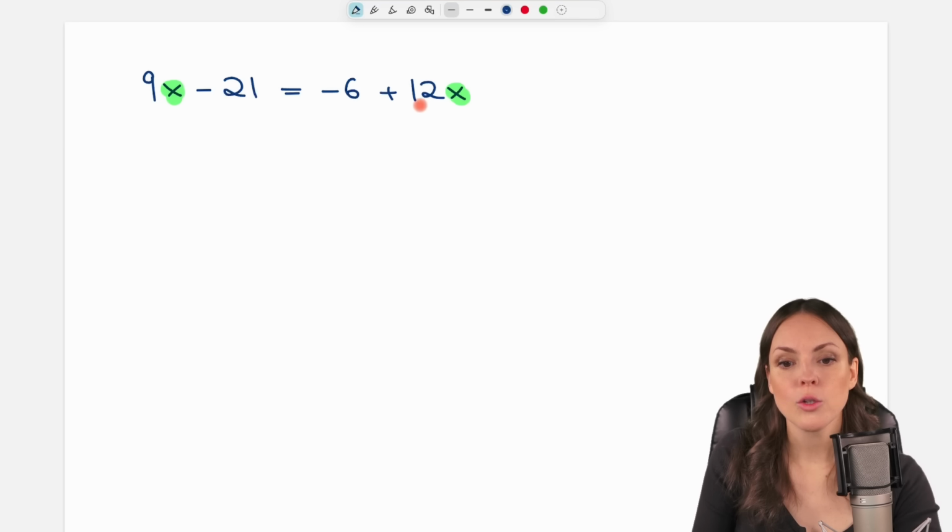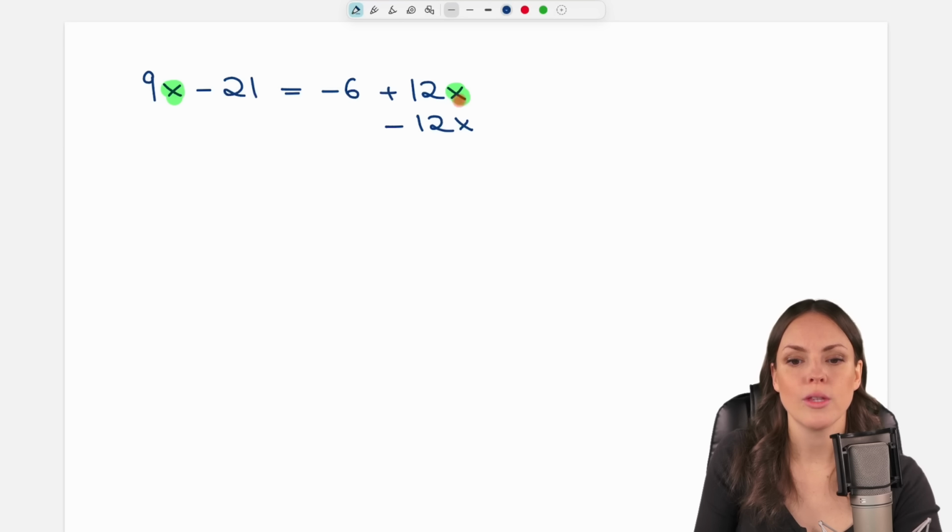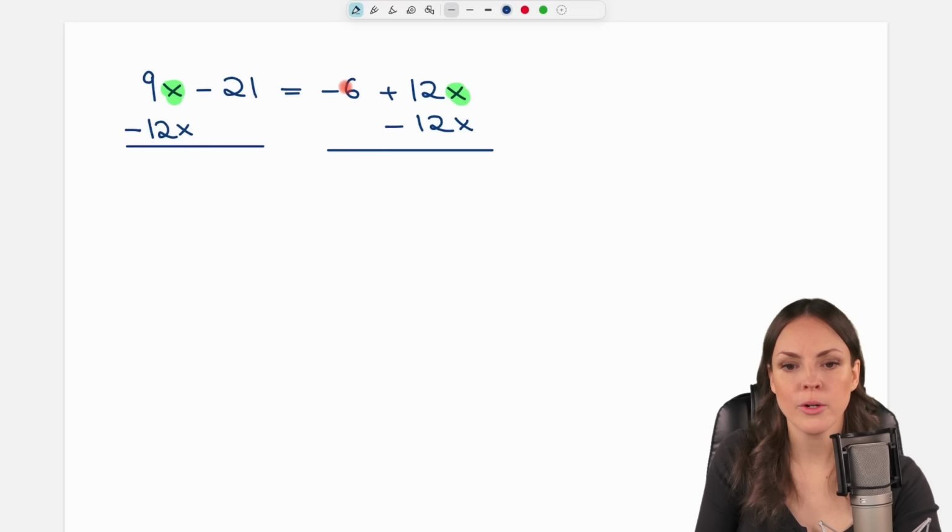So we have plus 12x. If I want to move them, I have to do the opposite. So I have to subtract the 12x so that they're going to disappear here. But we know we have to do the same thing on the other side, so we have to subtract 12x here as well. And always write your numbers below numbers and x parts below x parts. That's easier, so that I have the x parts here together.